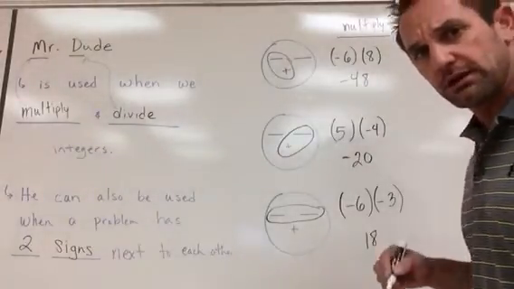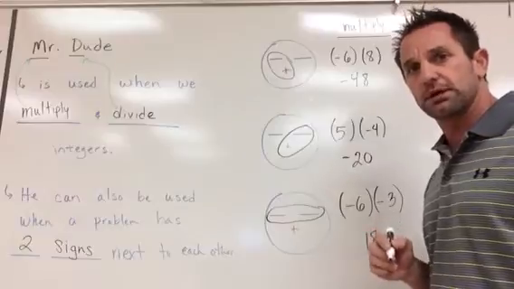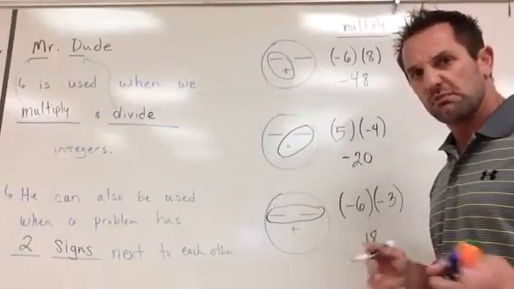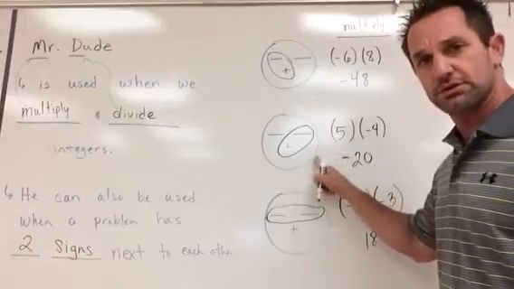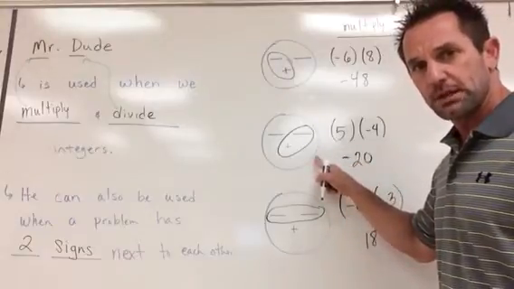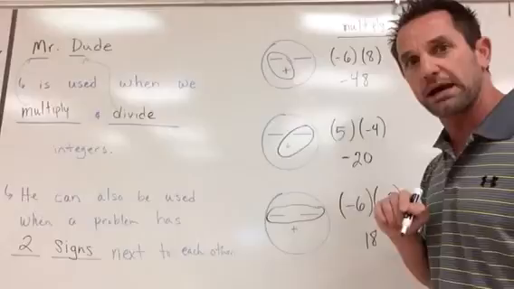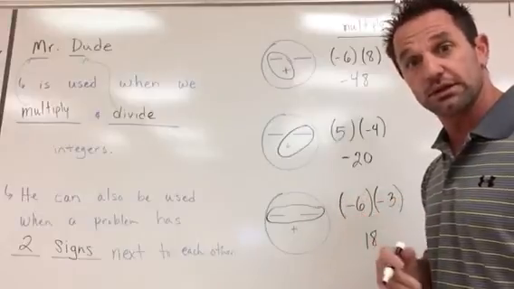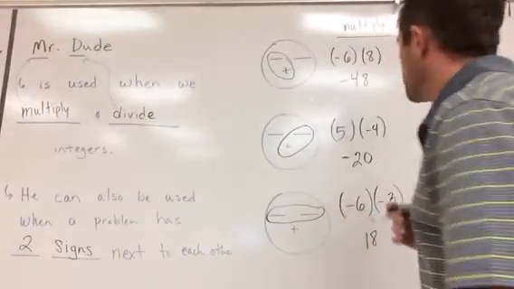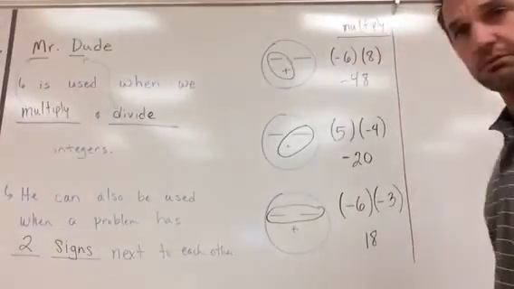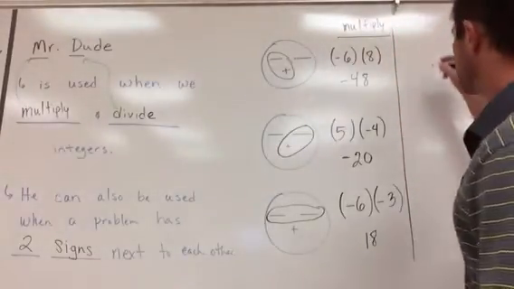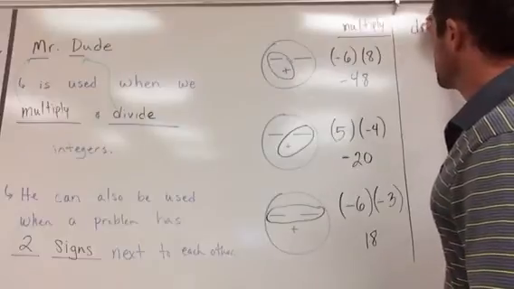What I often recommend, if you're struggling with these types of problems, multiplication and division, positives and negatives, is that you just draw a little Mr. Dude on the top of your paper, and then you can always just refer back to it during the quiz, during a test, whatever you have to. Okay? That's our multiplication. Let's run through some division at the same time. So we'll go to division.